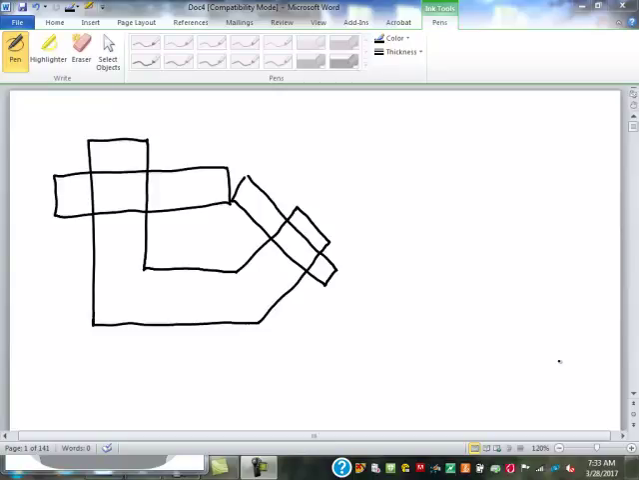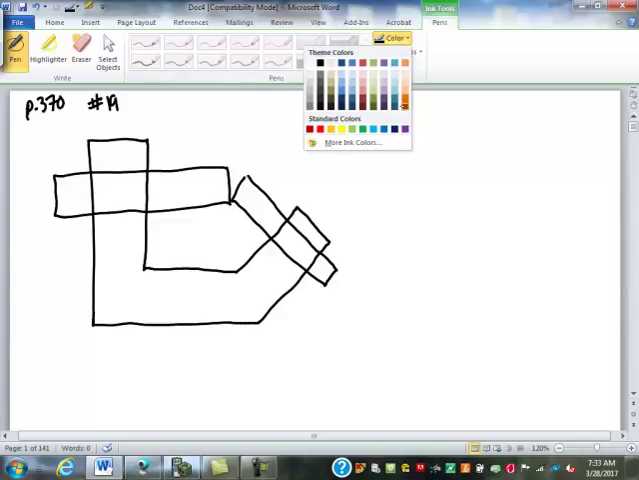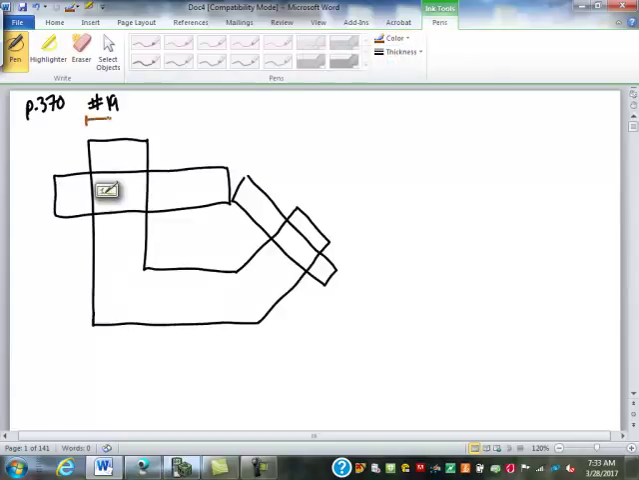This one's actually in your packet, page 370. This is number 19. So the dimensions we are given here, we've got 0.562 here. This is a 0.312 diameter pin.